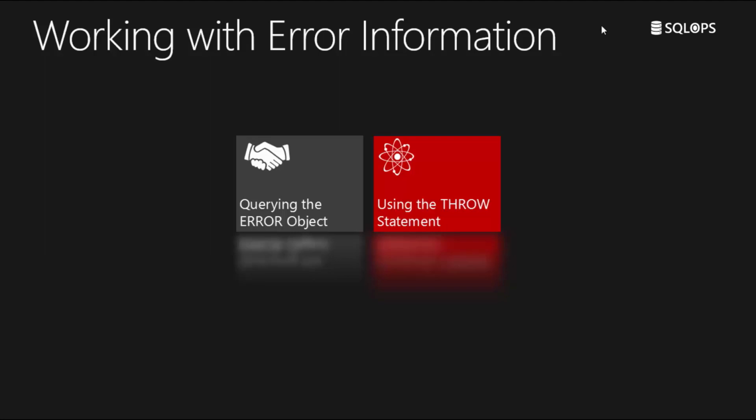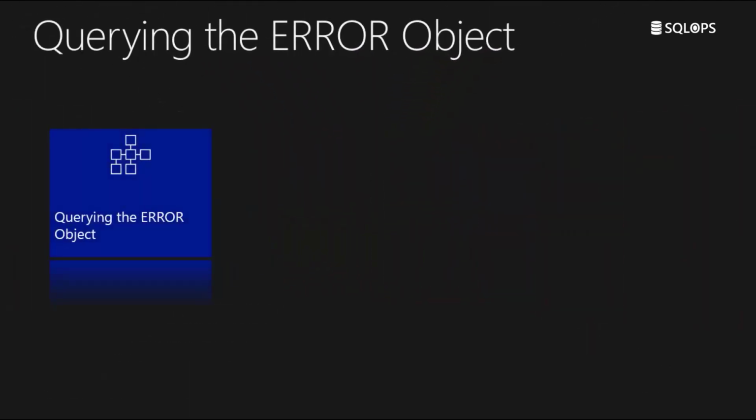First, let's see how to query the error objects. Inside the catch block, there are a number of specialized functions to return information about the error. These functions should be used inside a catch block. If they are used outside a catch block, they will return nulls. SQL Server provides a set of metadata about runtime errors that can be queried to return information about them. Let's see what the metadata is.